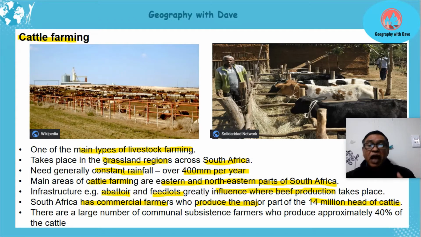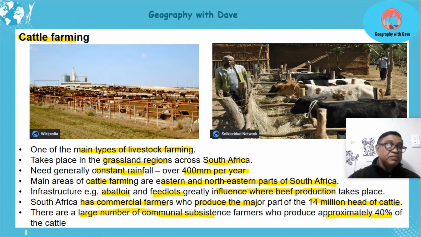Now, there's a large number of communal subsistence farmers who produce approximately 40% of the cattle. Obviously, even though the number of commercial farmers will be smaller, because of technology, investment, large farms, etc., they hold a lot of cattle and their production is high. Whereas the large number of subsistence farmers produce less per farm, and therefore they'll have a lower number coming out, but they all contribute.